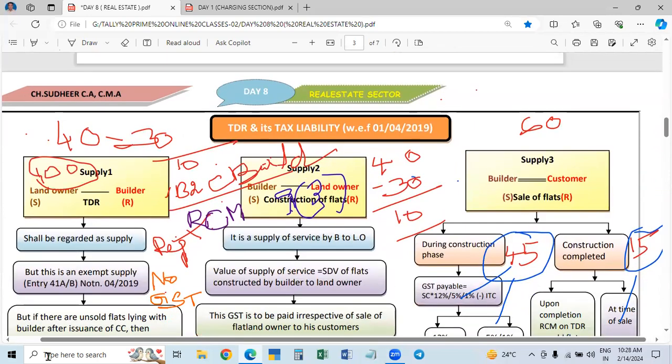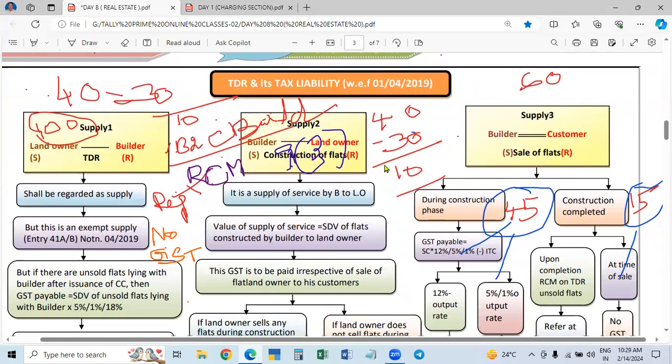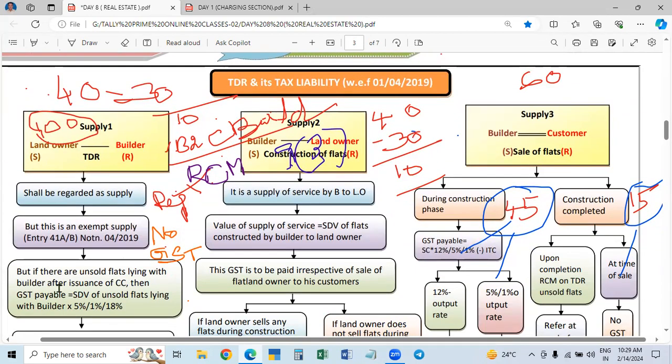So 30 is collected from him and paid, then 10 paid from his pocket, and 45 he sold during construction, tax is collected and paid. So 40 plus 45, 85. For the 15 unsold flats, even though he sold after some time, at that time he will not pay. On these unsold flats, after completion, he is paying the tax under the reverse charge. So for all the 100 flats, tax is paid by the builder. Only for 30 flats, he is collecting from the landlord. Here he is collecting from the customer. In these two cases, he is collecting for 30 flats from the landowner and 40 flats later from customers. And these 10 he is paying from his pocket, and the 15 he is paying from his pocket under reverse charge.